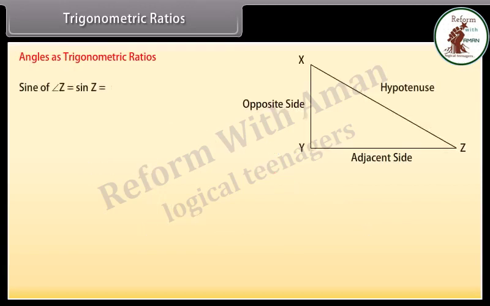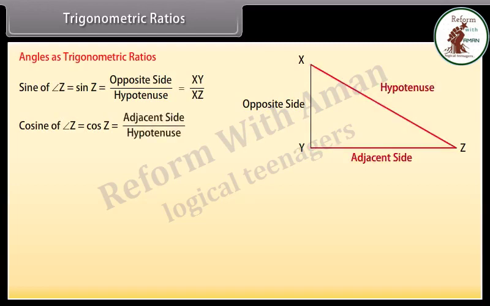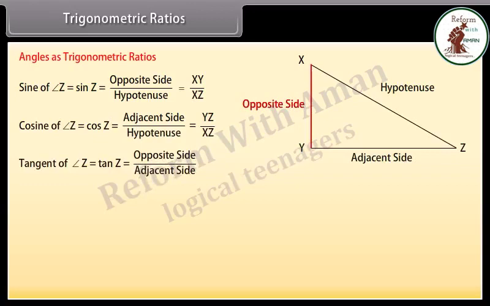XYZ. Sine of angle Z is equal to sin Z, which equals opposite side upon hypotenuse. Cosine of angle Z is equal to cos Z, which equals adjacent side upon hypotenuse. Tangent of angle Z is equal to tan Z, which is equal to opposite side upon adjacent side.